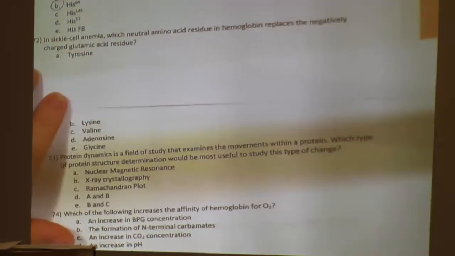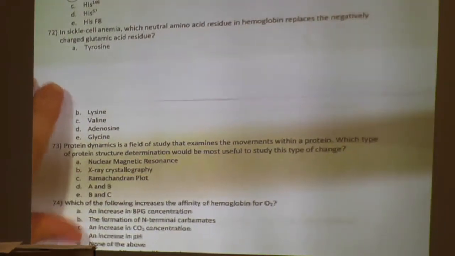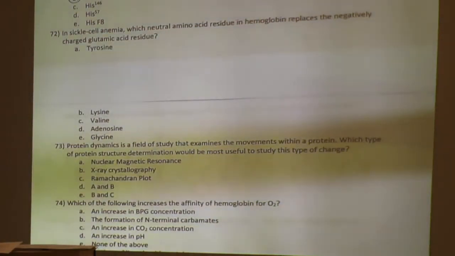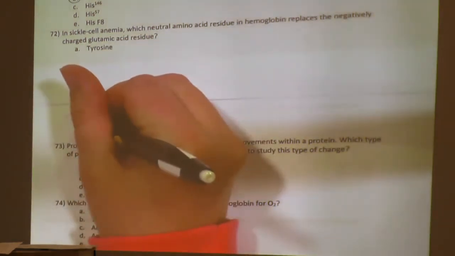In sickle cell anemia, which neutral amino acid residue in hemoglobin replaces the negatively charged glutamic acid residue? C? Yep, it is C. It's valine.